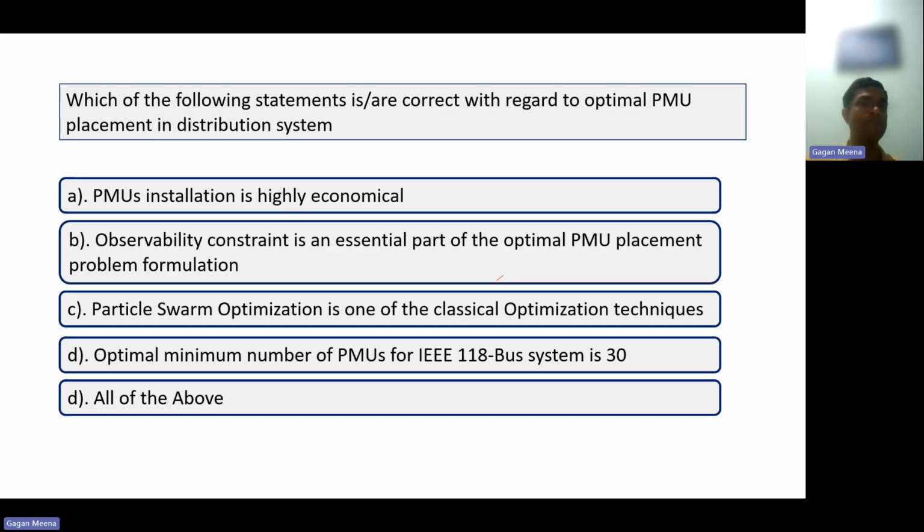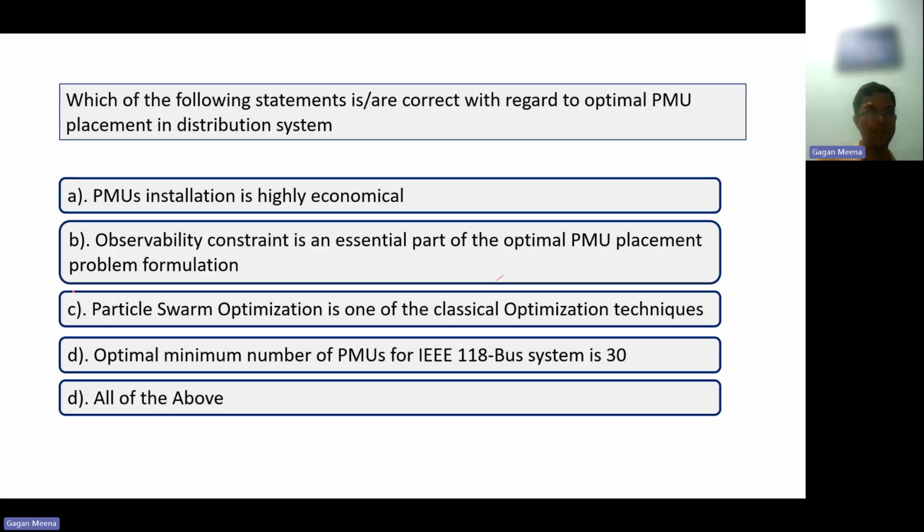The first option is PMU installation is highly economical. Second is observability constraint is an essential part of optimal PMU placement formulation. Particle swarm optimization is one of the classical optimization techniques. The optimal minimum number of PMUs for the IEEE 14 bus system is 30. So now we have to choose.